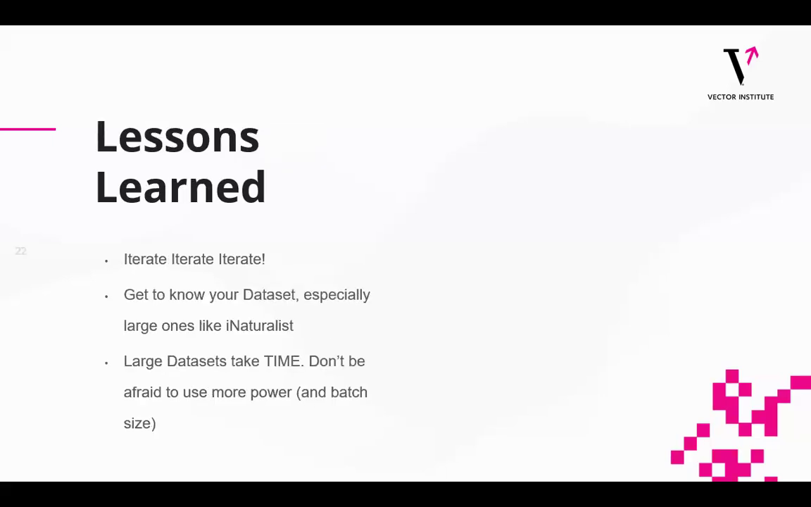Lessons learned would be to iterate, iterate, iterate, especially when you're building stuff. I think it's really important to walk yourself through your code and explain it back to yourself. It's stuff they teach you in your first year CS course, but you never actually listen to until you're in the field. Another thing is to get to know your dataset, especially large ones like iNaturalist. It's super important to know your dataset and visualize what's going on at each step, like I showed in the beginning, because it really helps you capture the context of what you're working with.